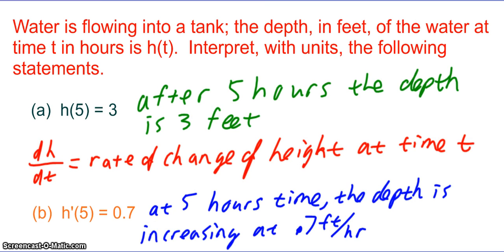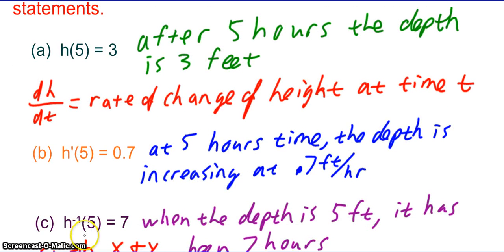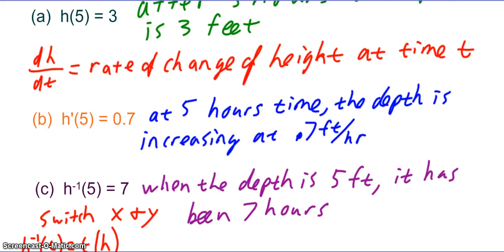Okay, so now let's look at dh dt, or h prime of t, is the rate of change of height at time t. So h prime of 5 equals 0.7 is saying at 5 hours time the depth is increasing at 0.7 feet per hour. So that's the instantaneous rate of change at 5 hours time.